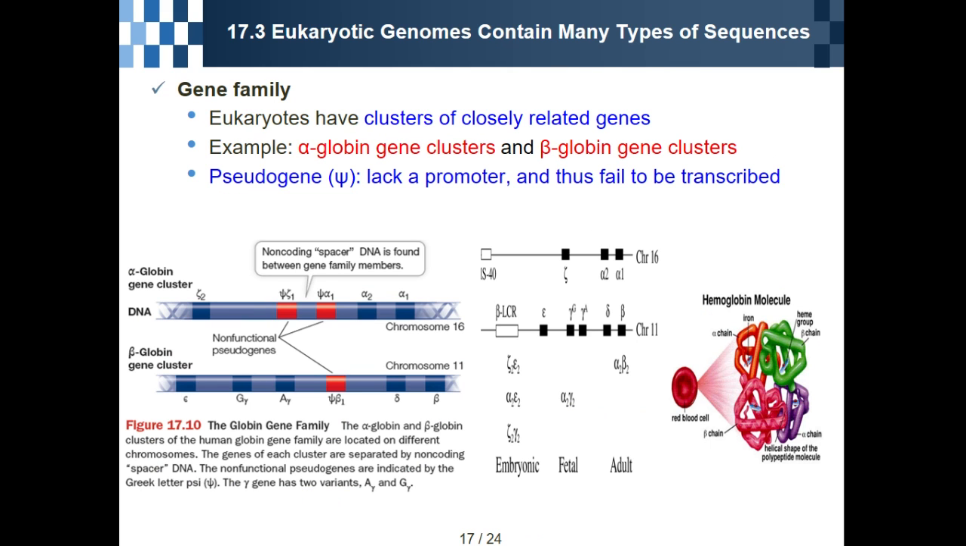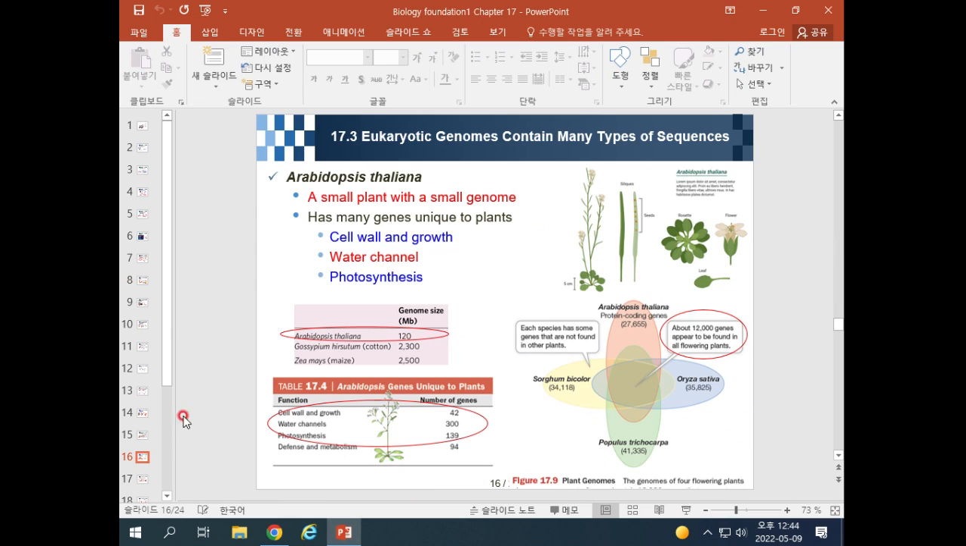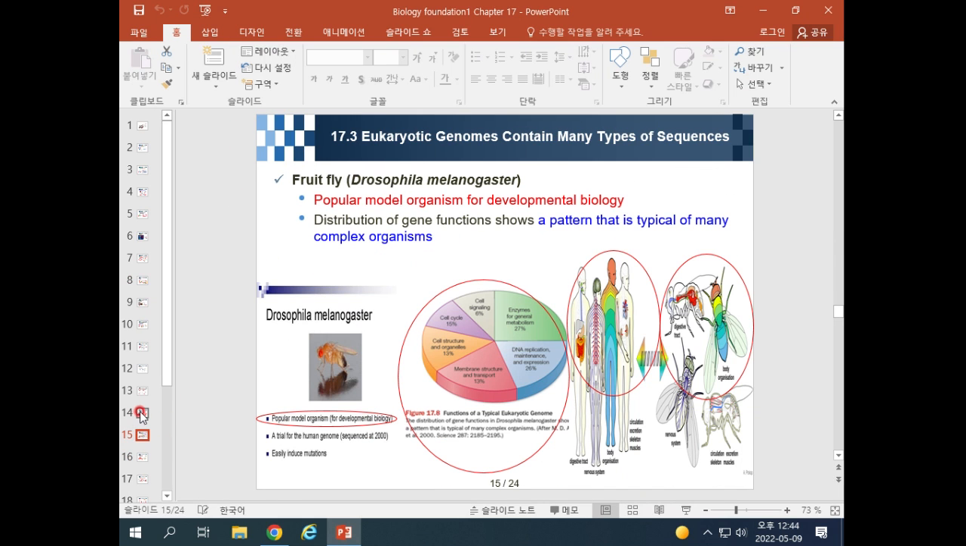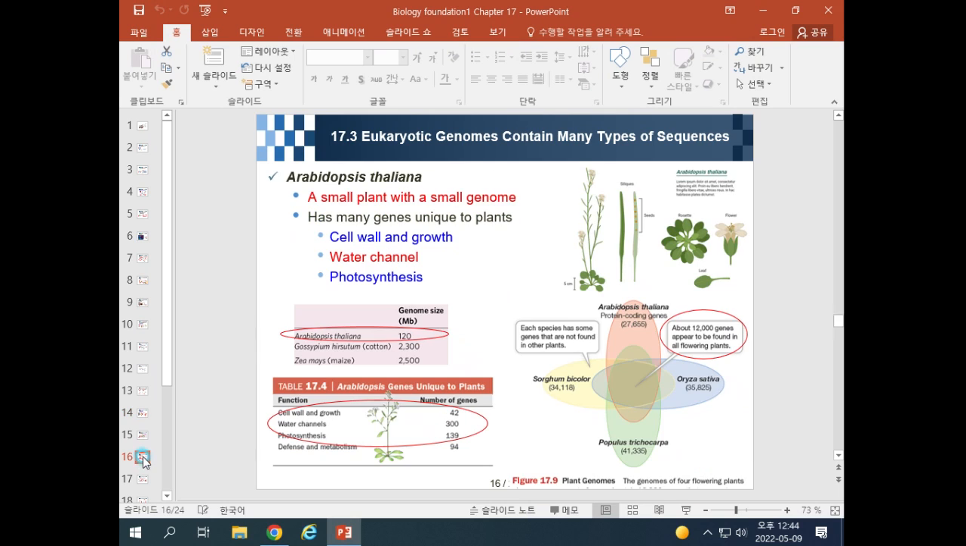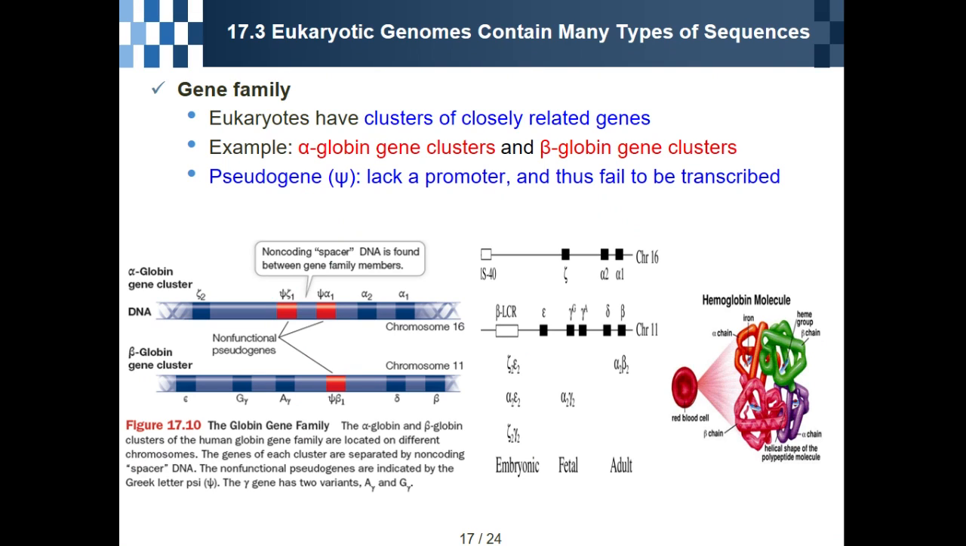Now we will cover our human genome. We covered the plant, the fruit flies, and the yeast. Now we will go to the human, our advanced eukaryote. Our advanced eukaryote has gene families. Gene family means that eukaryotes have a cluster of very closely related genes.